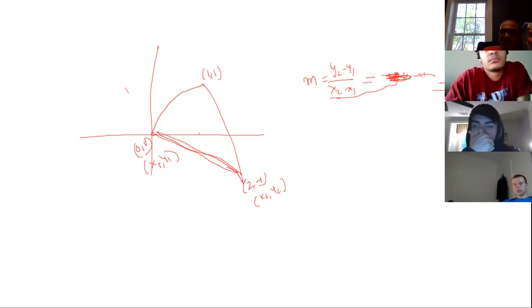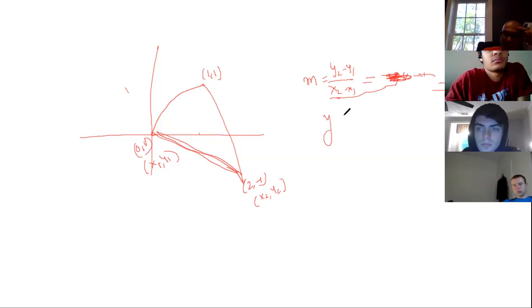Okay, so that is y2 equal to -1, y1 equal to 0, divided by x2 equal to 2 and x1 equal to 0. That means -1/2 is the slope, right?